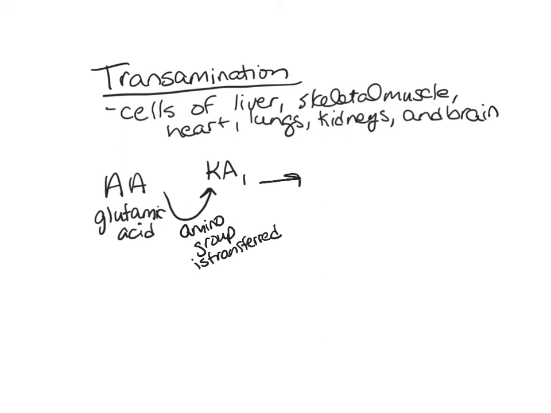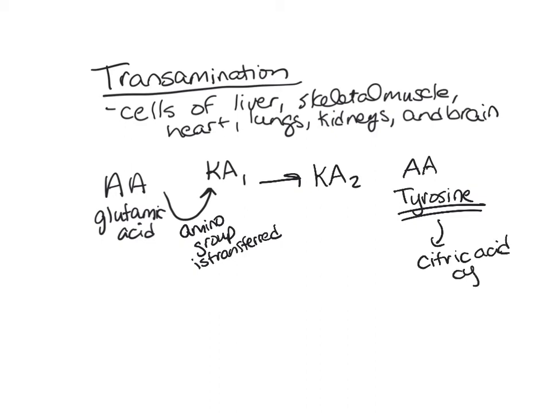So now we have a keto acid 1 that will bond to this amino group and it'll become a different keto acid. And the amino acid loses that amino group and it becomes another amino acid. The amino acid that it would become is tyrosine. Now tyrosine is an amino acid that can enter into the citric acid cycle. So that goes through the citric acid cycle and then that produces ATP. The other keto acid, keto acid 2, is just going to enter into the cytosol from the mitochondria.